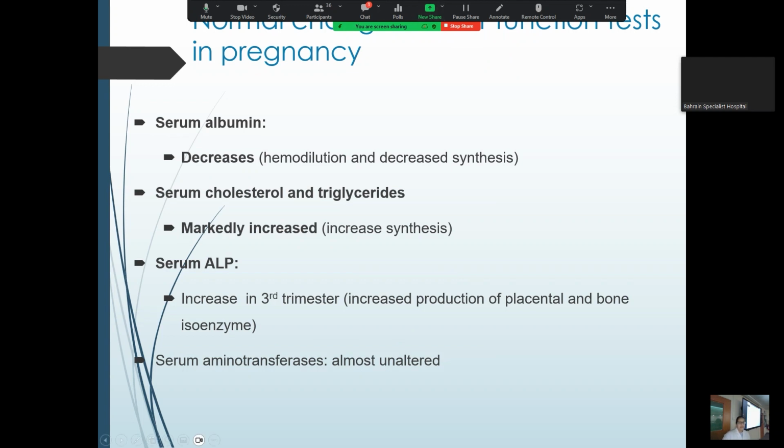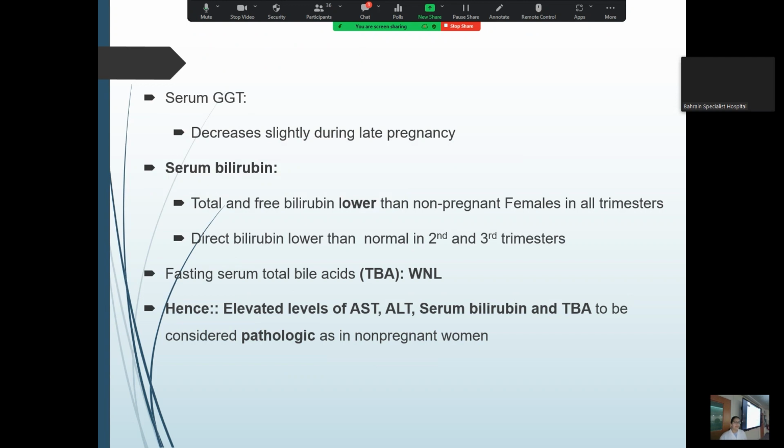Serum albumin decreases due to hemodilution and decreased synthesis. Serum cholesterol and triglyceride are markedly increased due to increased synthesis. Serum alkaline phosphatase increases in the third trimester, but it is due to increased production of the placental and bone isoenzymes. Serum aminotransferases are almost unaltered. Serum GGT level decreases slightly during late pregnancy only. Serum bilirubin, total and free, is lower than in non-pregnant females in all trimesters. Direct bilirubin is lower than normal in the second and third trimesters. And the fasting serum total bile acids are within normal limits.